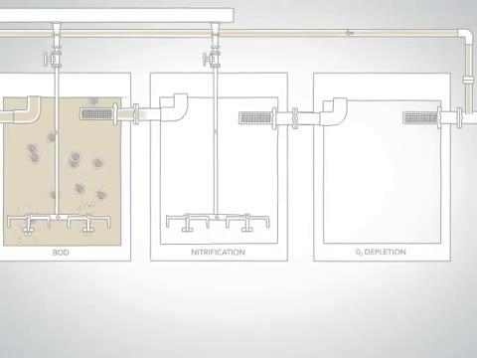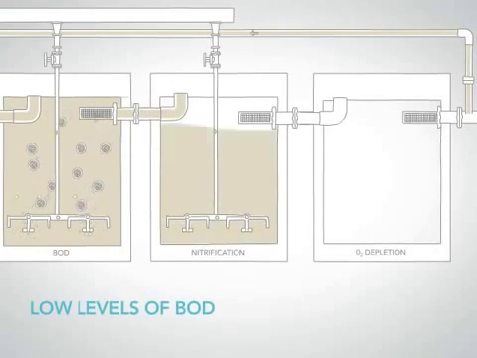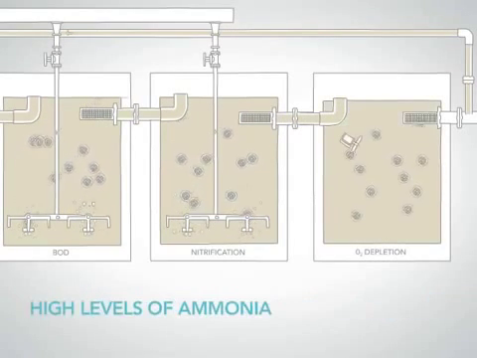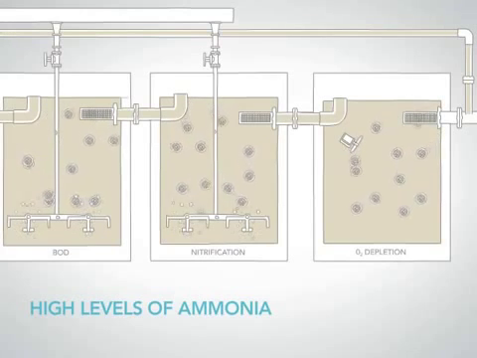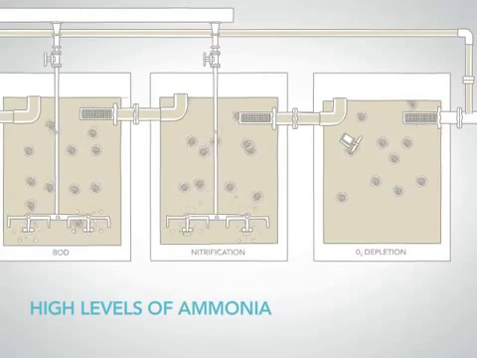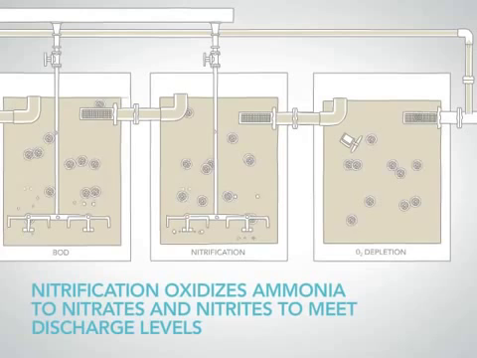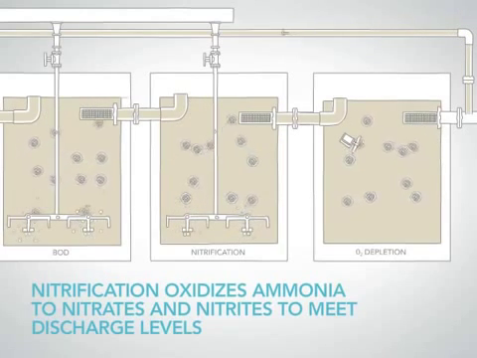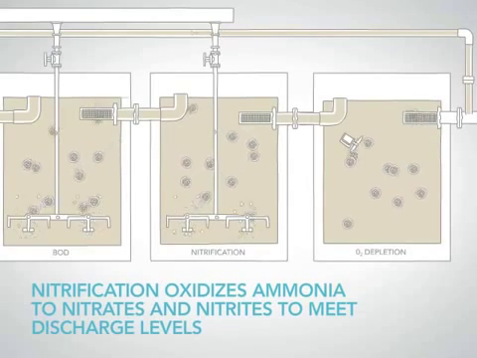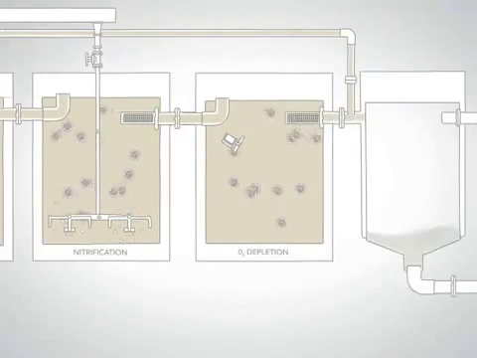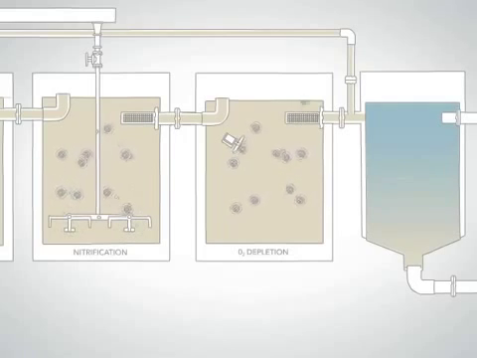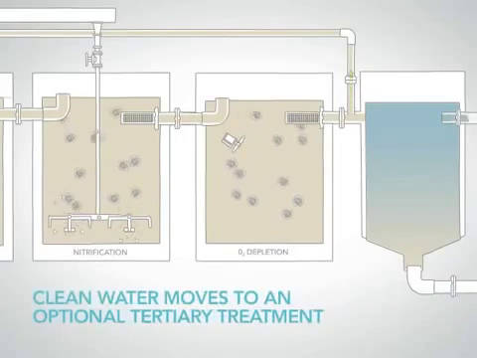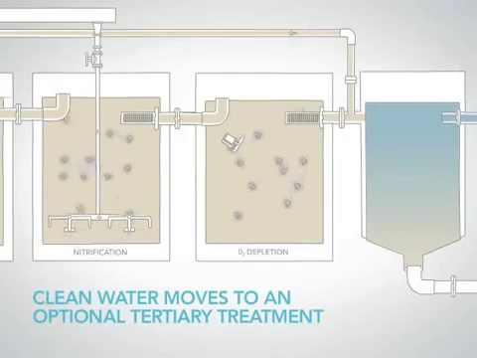In the third reactor, the influent has low levels of BOD, limiting the growth of heterotrophic bacteria, and contains high levels of ammonia, supporting the growth of autotrophic bacteria on the biofilm required for nitrification. The nitrification process oxidizes ammonia to nitrates and nitrites in order to meet the required discharge levels. After the MBBR process is complete, clarification removes suspended solids from the treated wastewater. At this point, the effluent is ready for any optional tertiary treatment.